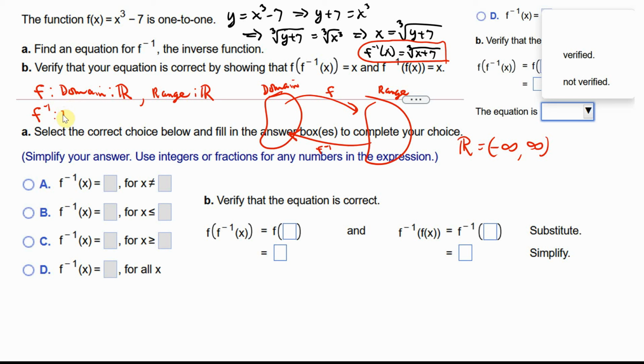So here, this domain is all real numbers, and the range, all real numbers. So here, that's D for all real, for all x, right? And then you're going to put that function there in here.